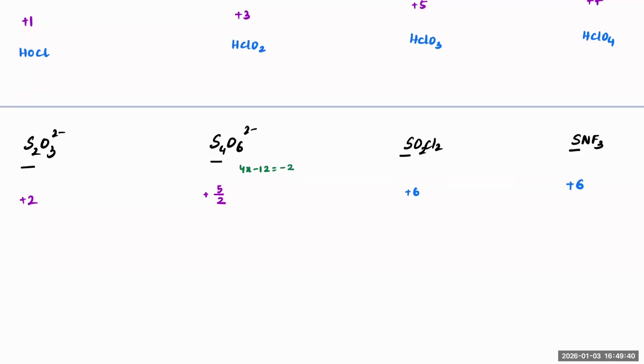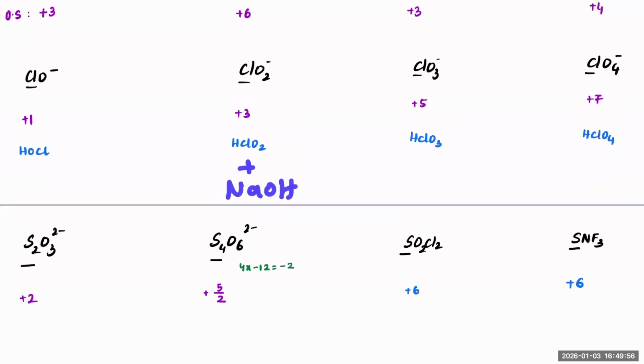Imagine if I treat this HOCl with NaOH, then it will become NaOCl plus H2O. Similarly, if I react HClO2 with NaOH, what will I get? I will get NaClO2. So this ionic form is nothing but a main derivative of that salt.